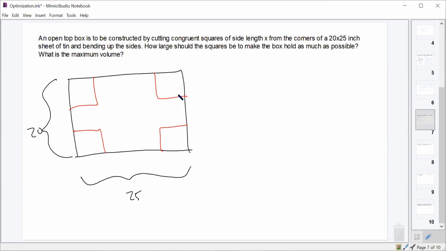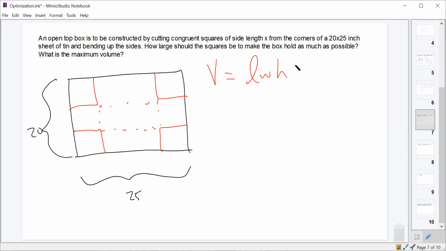So what are we going to label? So we got these little flaps, right? They're going to fold up and we're going to make a box. What's the volume of a rectangular box? Base times width times height. Yeah, or length times width times height, base times width times height, whatever you want to call it.